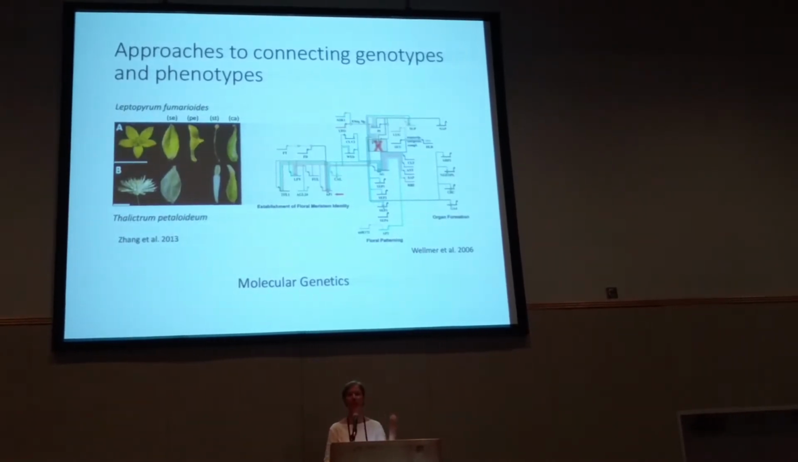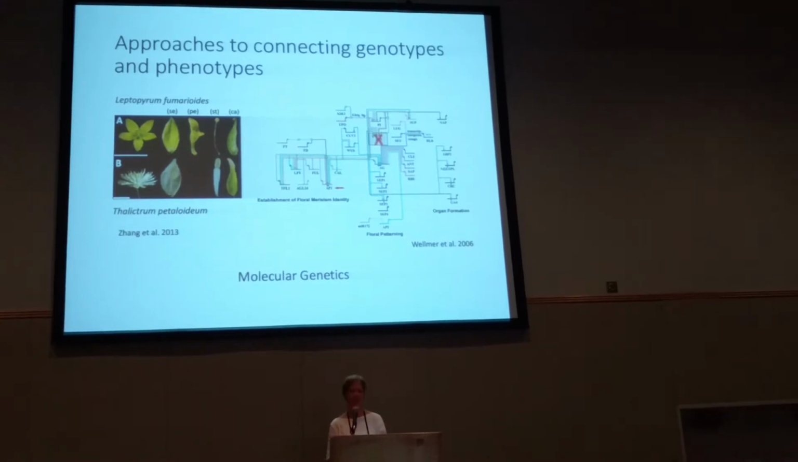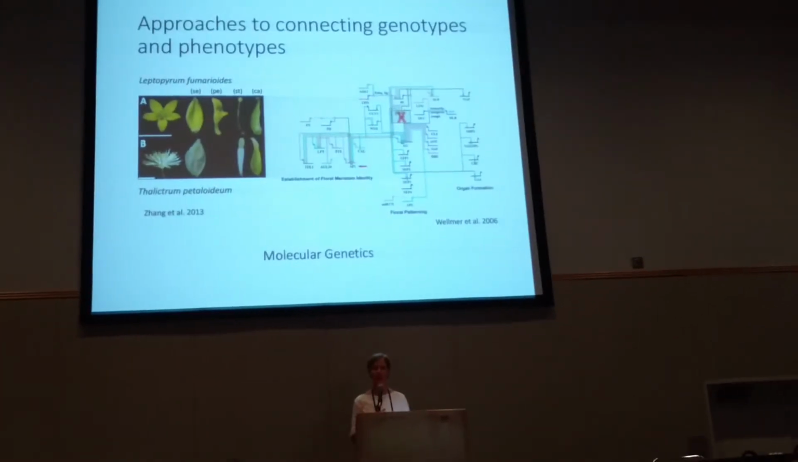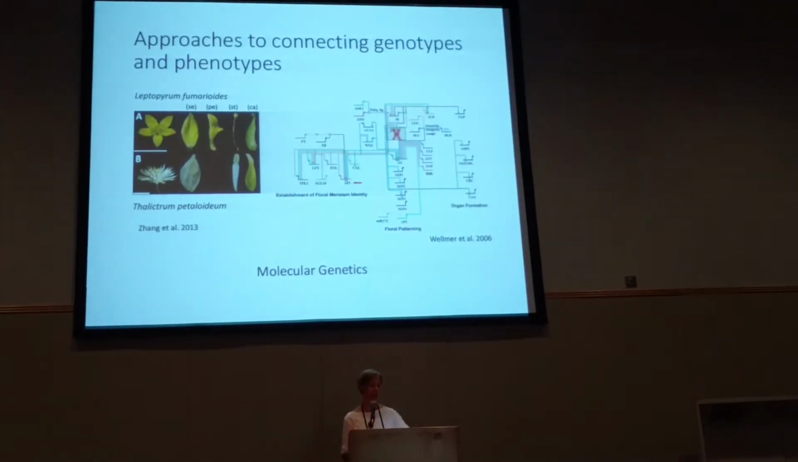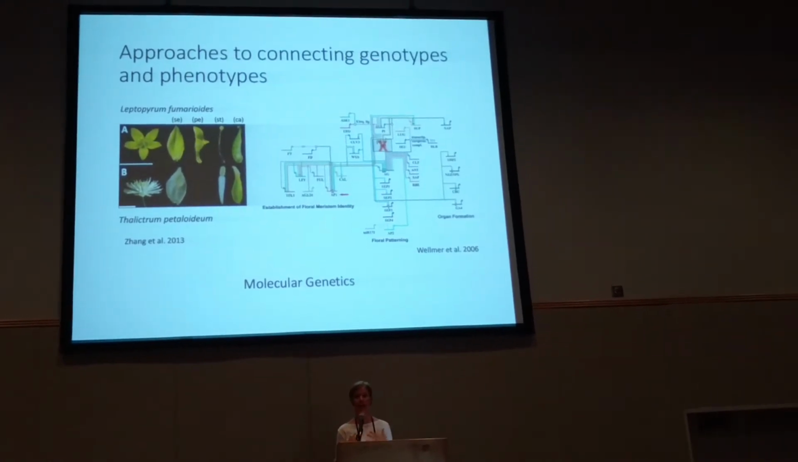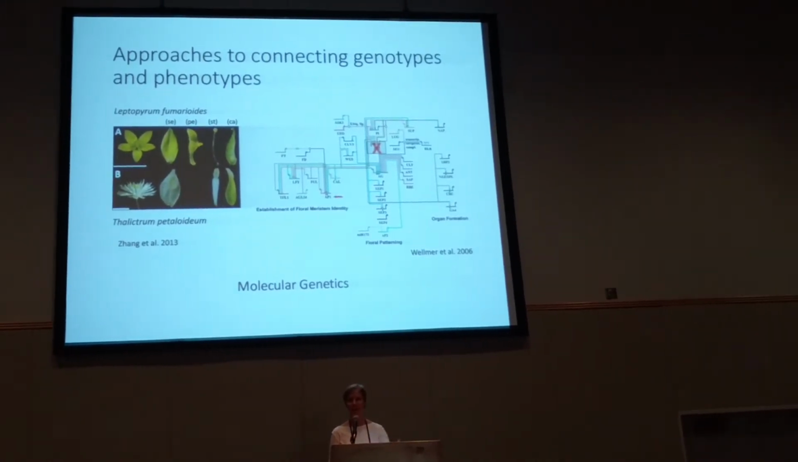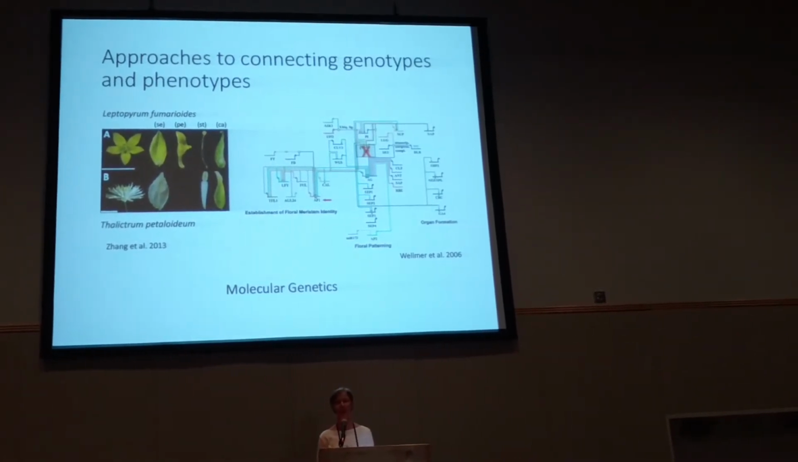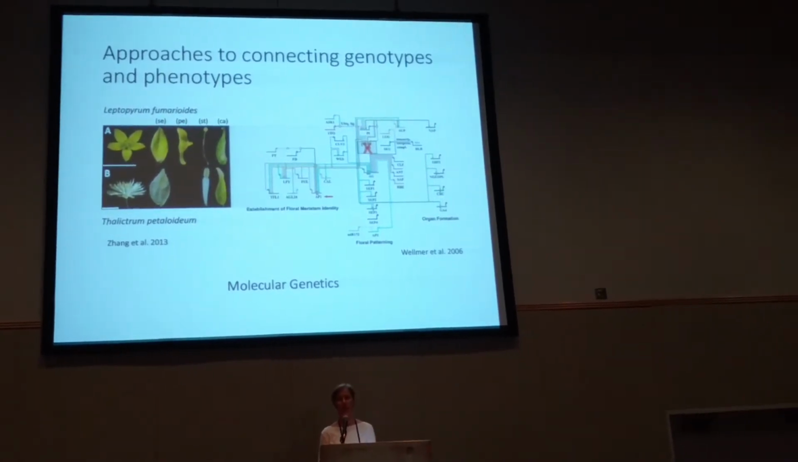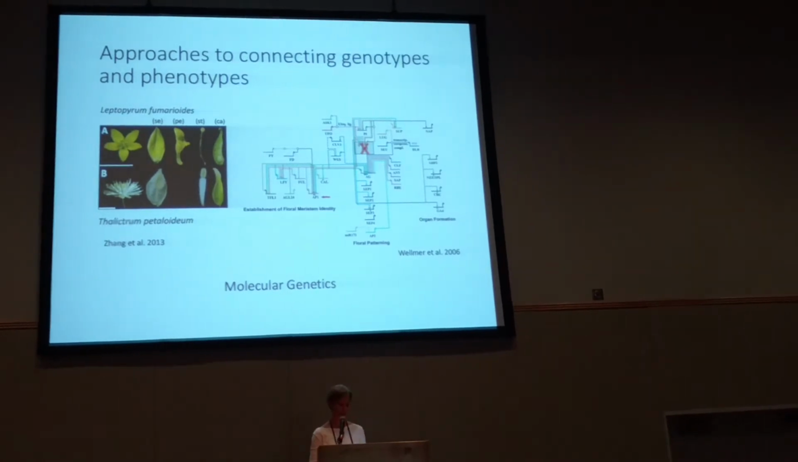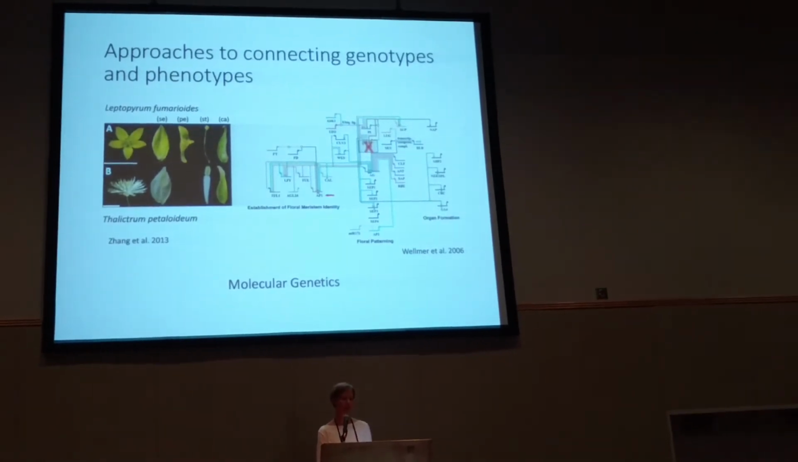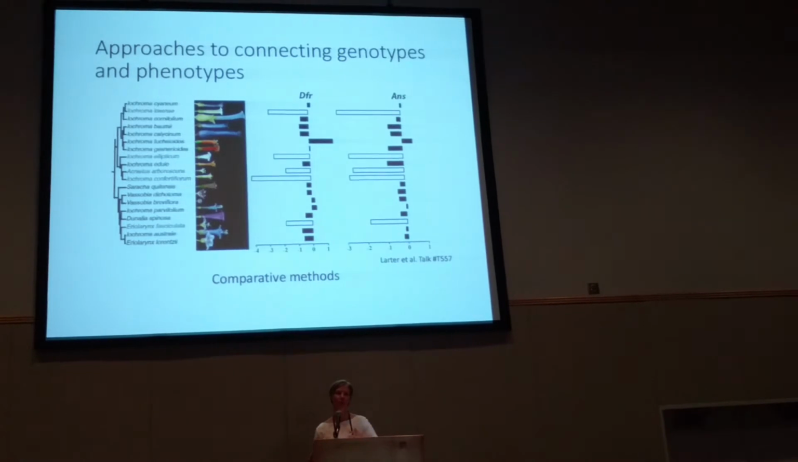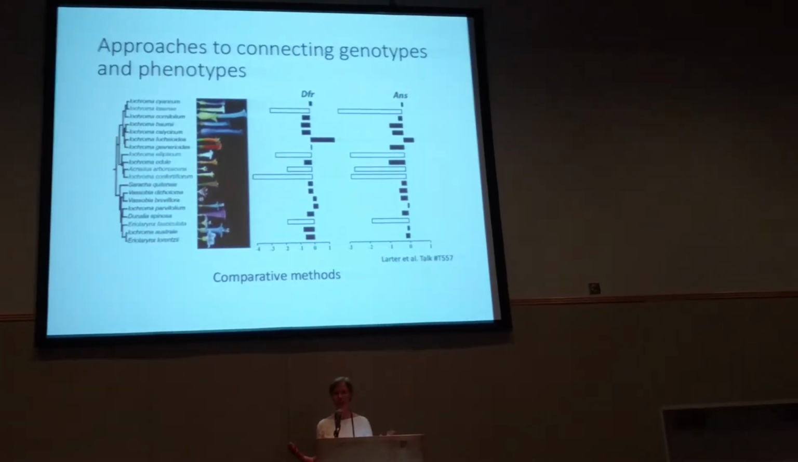So we have to take a comparative approach to address that question. So for example, we might compare two species that differ in a trait. Here are two species that differ in having or not having petals, and then we can look at this pathway and ask what's different. And in this case, the species that has no petals has a deletion of one of the floral development genes. So what we really like to do is expand across entire phylogenies.